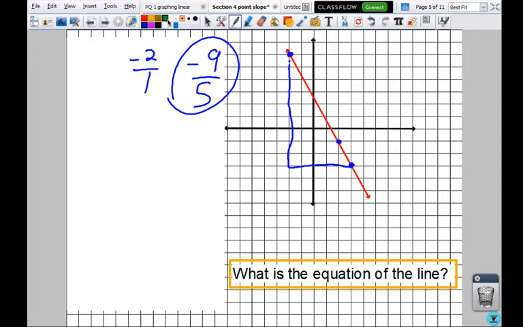Okay. So this is my m I'm going to use. What I need to do is I need an x, comma y. That is going to go in for x1 and y1. Remember the equation is y minus y1 equals m parentheses x minus x1.